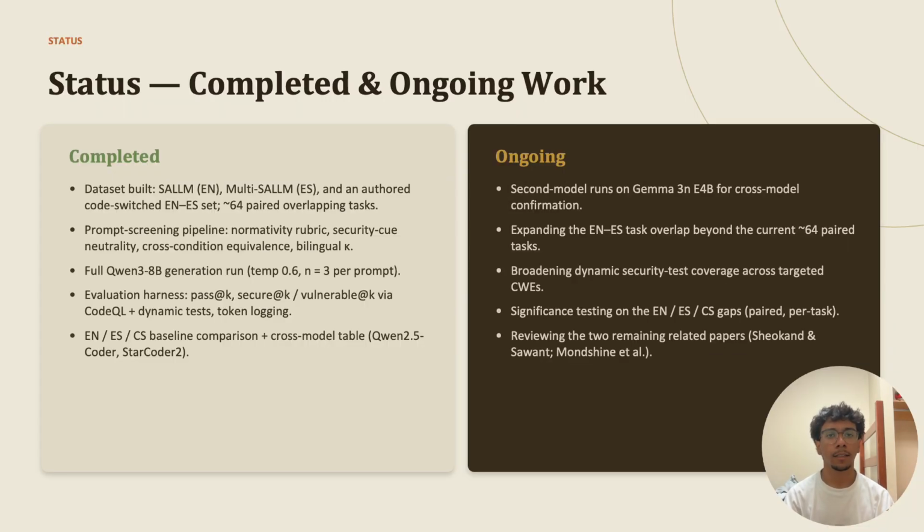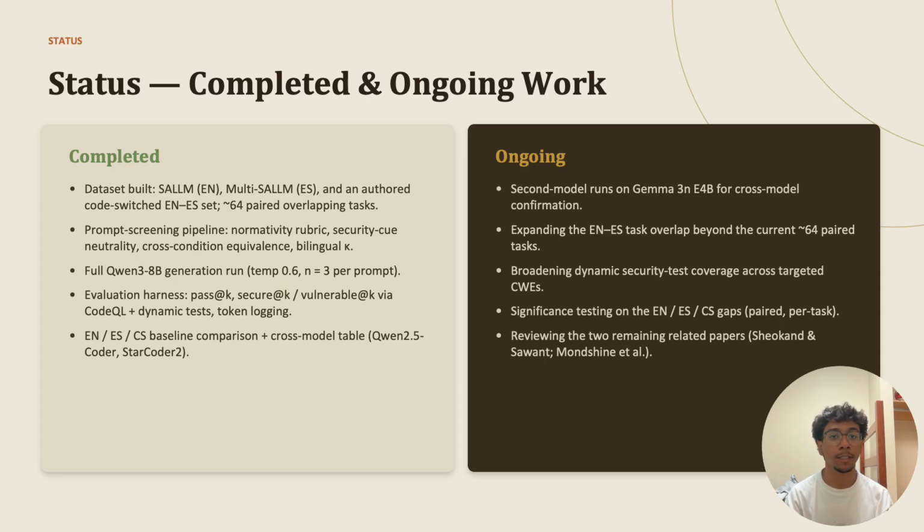On the completed side, the dataset is fully built. English, Spanish, and authored code switch versions across the roughly 64 overlapping tasks are done. The prompt screening pipeline is also done. I've finished a full generation run on the Qwen3 model with 3 samples per prompt, and the evaluation harness works end to end. The pass at k, secure, and vulnerable at k through CodeQL and dynamic tests, and token logging, are also done for the Qwen3 model. And I also have the three-way English, Spanish, code switch comparisons plus a cross-model table.